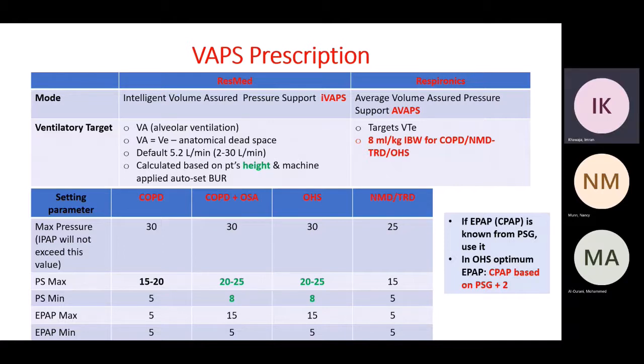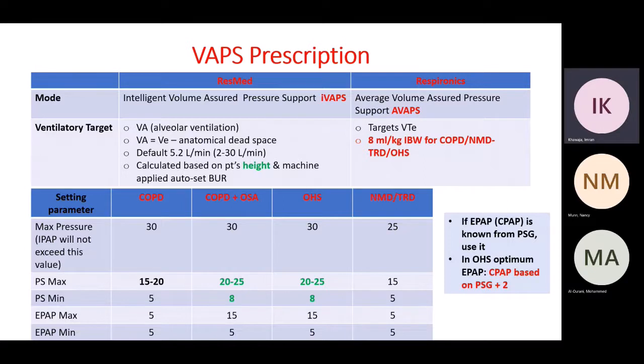So this machine will determine, so the default, if you are going to start this ever on anybody, the default alveolar ventilation will be 5.2 liters per minute. And the machine will calculate this based on the patient's height, because it will take into consideration the anatomical dead space and also the machine set backup rate. Okay. But this is one of the major differences, and there are some other differences that I'm going to tell you about as we go through.